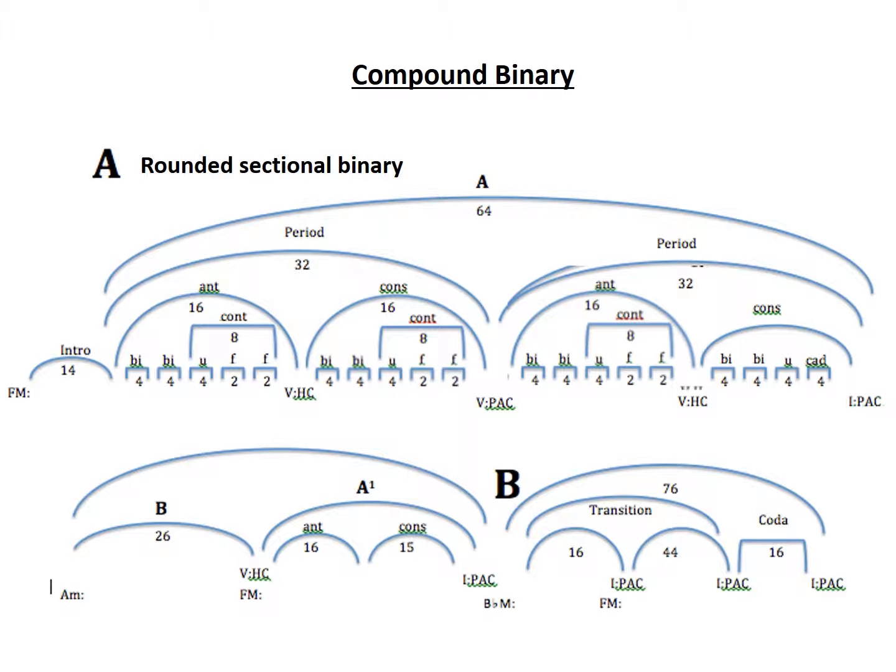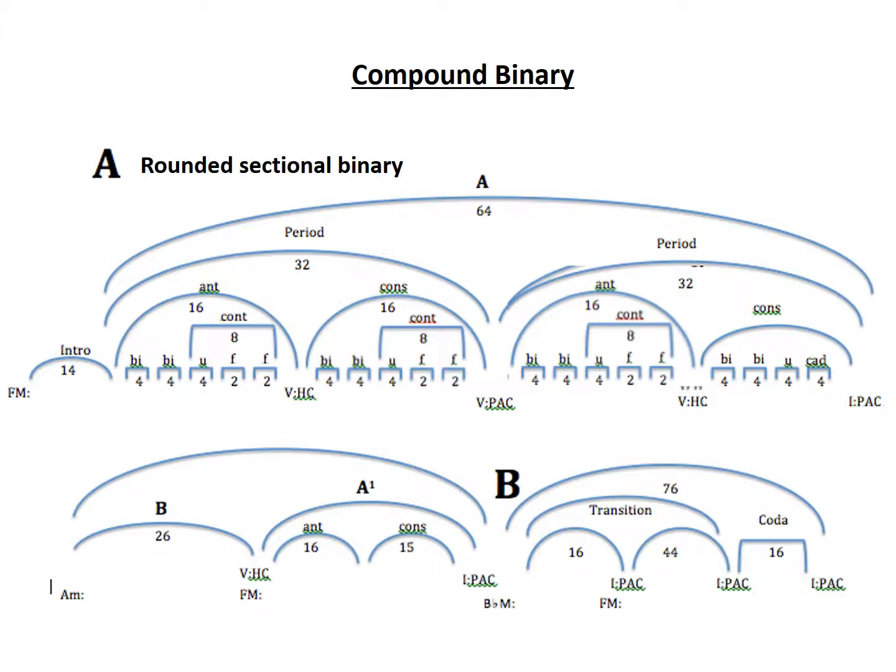Here is the overall form of the piece. It is in compound binary form and is made up of two large sections, A and B. The aria begins with a 14-measure introduction and then moves into a large A section. The entire large A section is in rounded sectional binary form, and the large A section uses the Kaplan theme of a 32-measure period made up of a 16-bar antecedent and a 16-bar consequent.